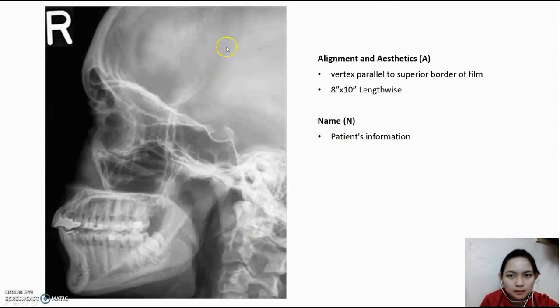The vertex is parallel to the superior border of the film, and the cassette size used is 10 inches lengthwise. There is no patient information, so in conclusion, I reject this film because there is no patient information and there is a rotation of the patient.